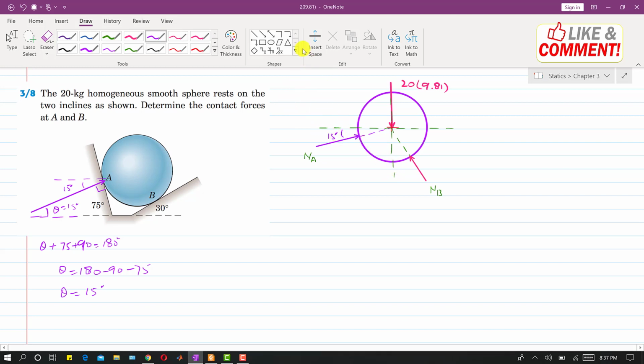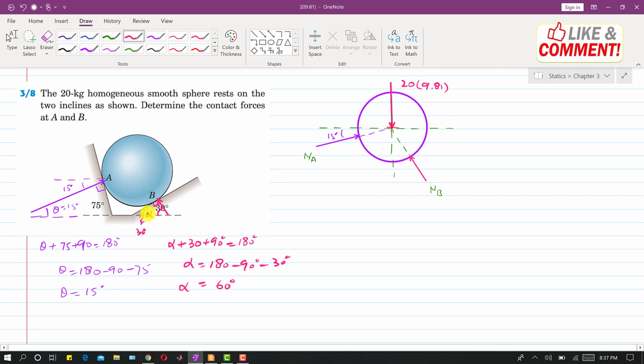And similarly, if I draw that another contact force at this point B, let's say that this is the contact force at this point B and this is alpha. So again this angle is 30 degrees and this is perpendicular. If you want to find alpha, then alpha plus 30 degrees plus 90 degrees will be equal to 180 degrees, and alpha will be equal to 180 minus 90 minus 30. So this will be 90 minus 30, so this is 60 degrees. So alpha is 60 degrees.